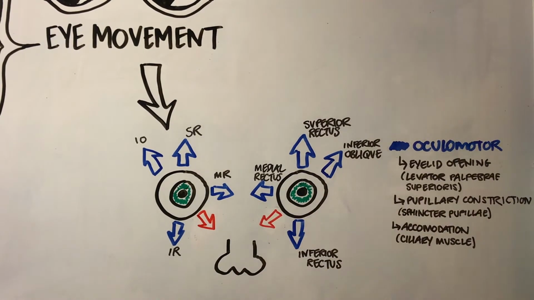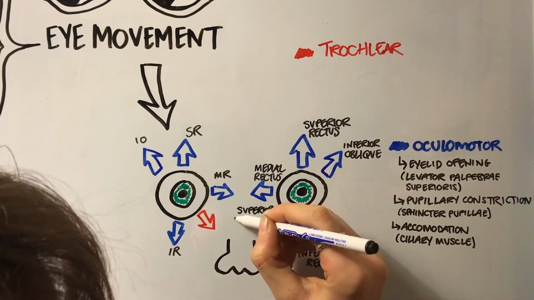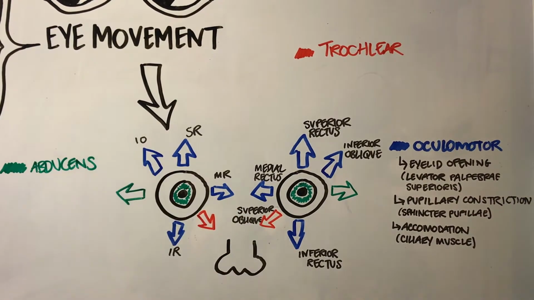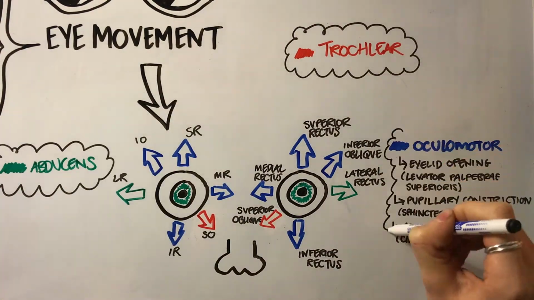The downwards and in motion that I've just drawn in red is controlled by the trochlear nerve, which innervates the superior oblique muscles. The easy one is the sixth cranial nerve, which is the abducens nerve, and this moves the eye outwards and controls the lateral rectus muscles.